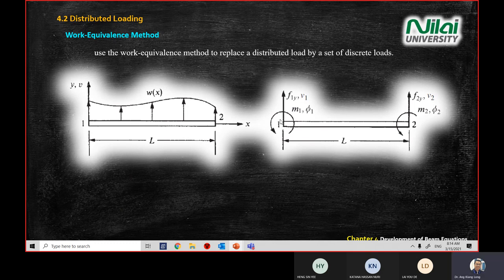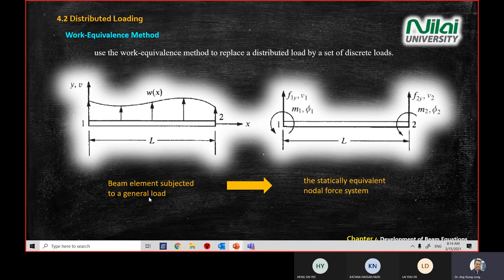Remember we are still in chapter 4 where we look at beams. In a beam we have 4 unknowns that we always need to solve: the force, the vertical displacement, the rotation, and the moment. All right, so let's see the work equivalent method. You're going to convert the diagram on the left into the diagram on the right. What is different from the previous section is that the load we have here is a distributed load and is uneven. And on the right-hand side, at this moment you're already familiar with all the F, V, M, and rotation signs.